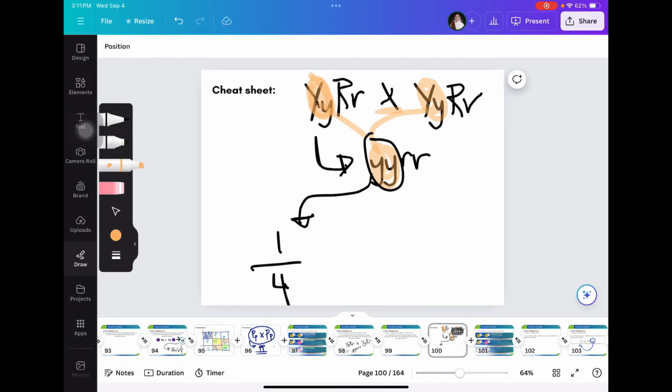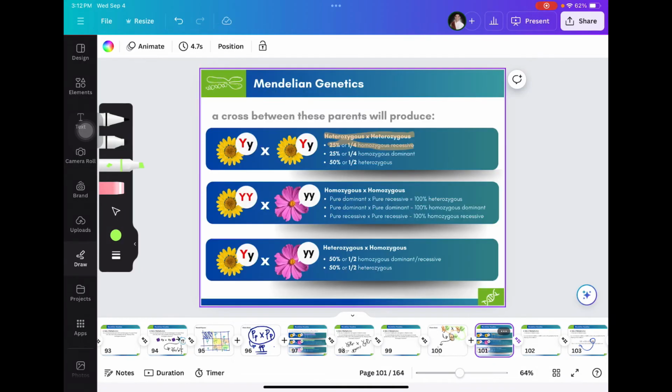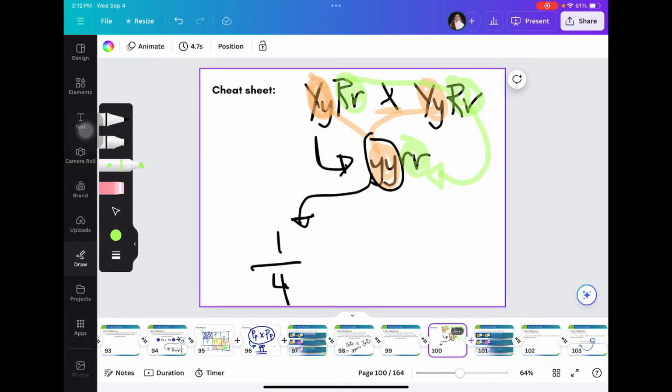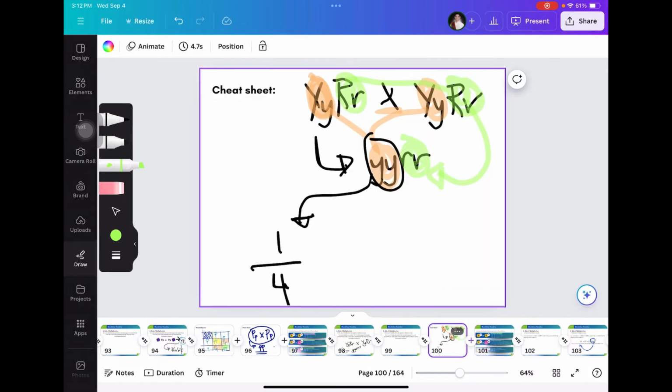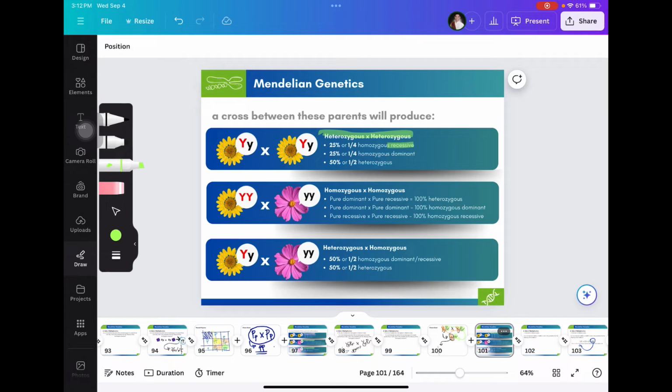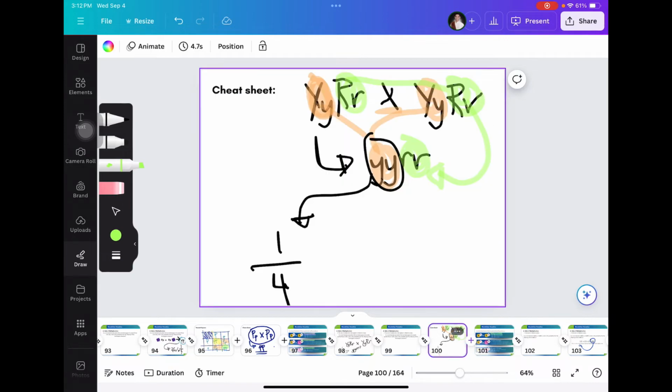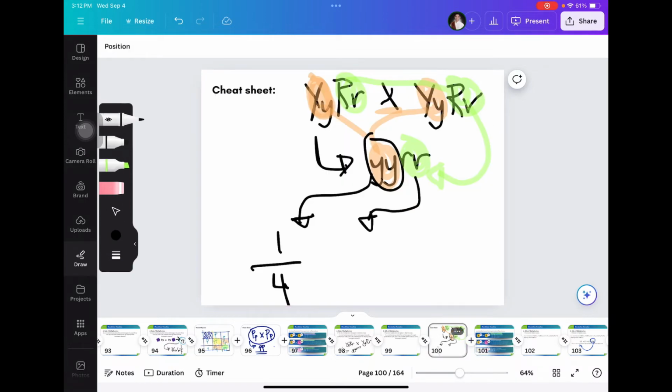Now, we still have trait 2. So trait 2 here is technically this one multiplied with this one. What is the chance that they will be having this? Look at our cheat sheet again. So both of our parents in R are technically heterozygous. So we're going to look at this data. And we are looking for a homozygous recessive, which is also this one. So it's also 1/4.